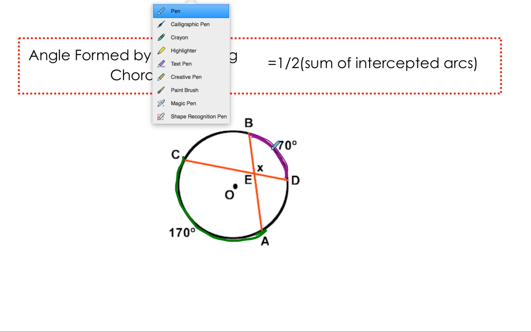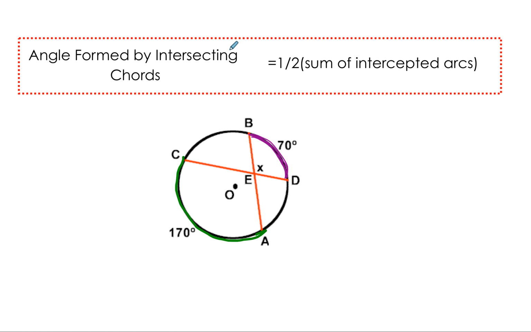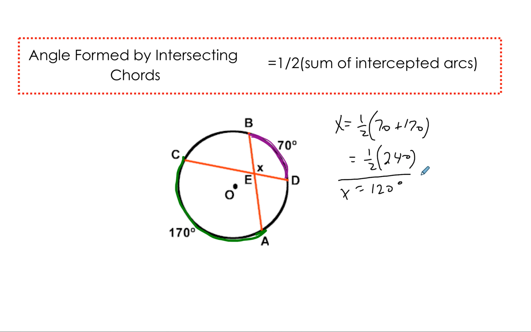We know that angle X, or angle CEA or BED, is equal to one half the sum of the two intercepted arcs, namely 70 plus 170. So I can say that X is equal to 1/2 of what? Of 70 plus 170. So X is equal to 1/2 of 70 plus 170, which is 240. So that means that X is equal to 1/2 of 240, or 120 degrees, and this is your answer.